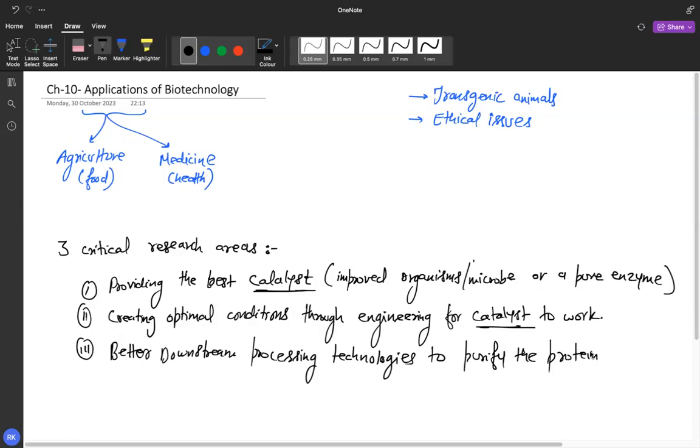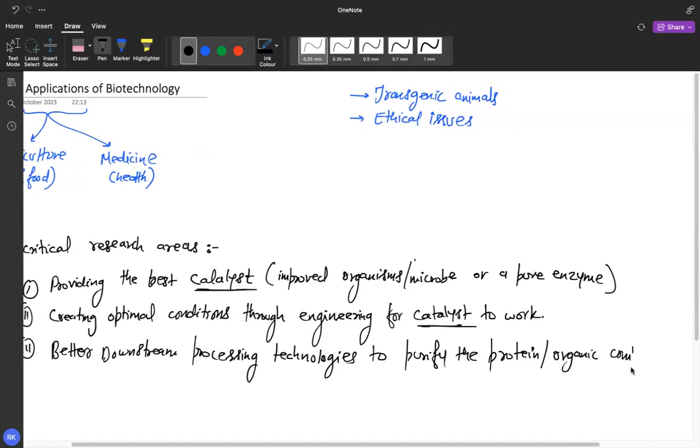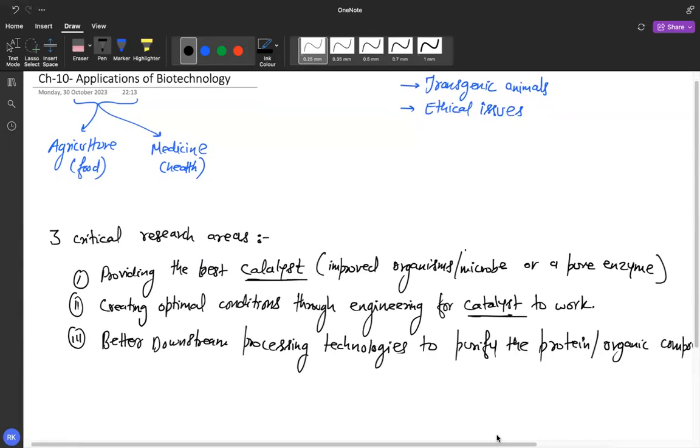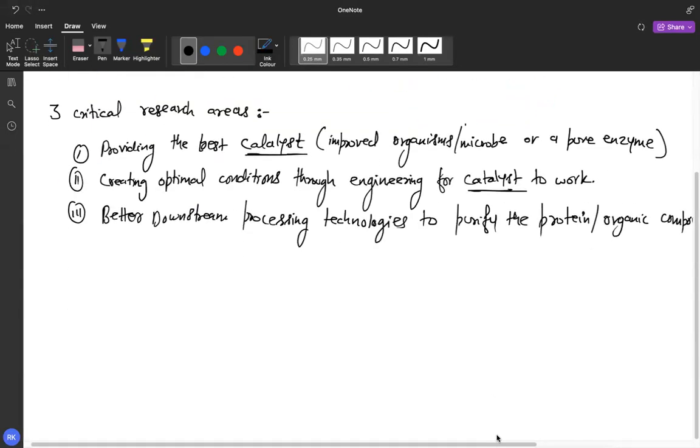If we have put a gene in, we will purify a protein, or sometimes we also make just organic compounds, just a drug, not a protein. Okay, so these are the three areas which never sleep. We always have to keep doing better and better at this, because this is what the whole application field is based on. Everyone's clear? Any doubts in this?